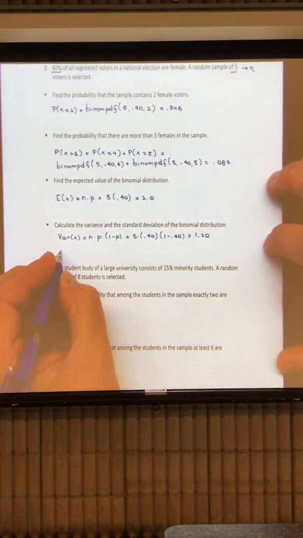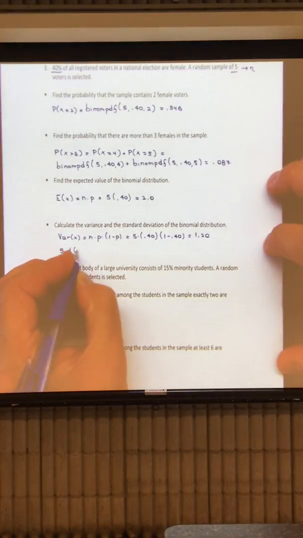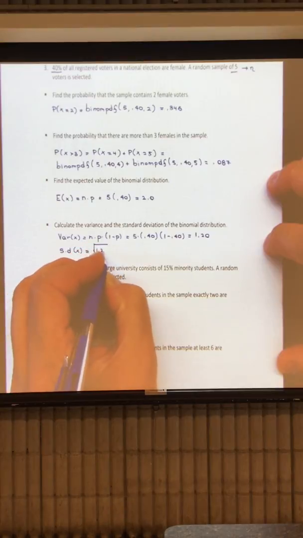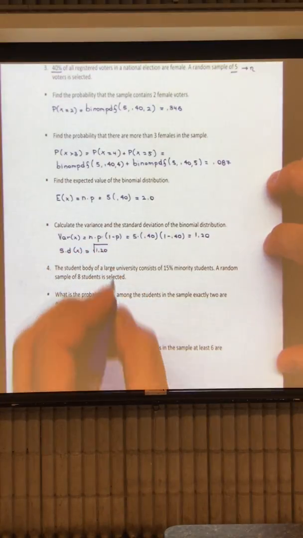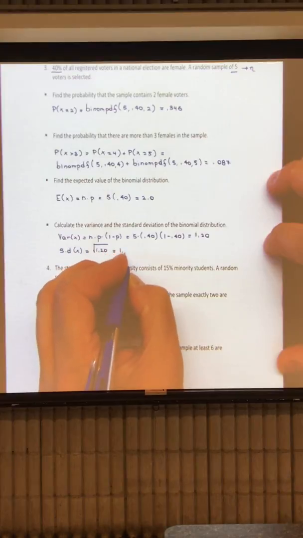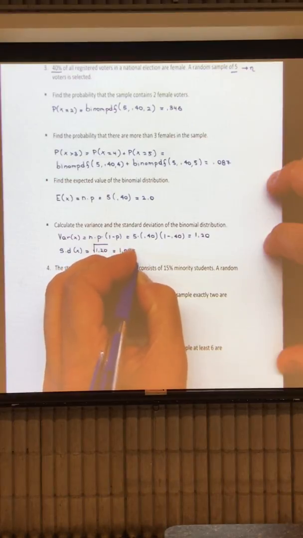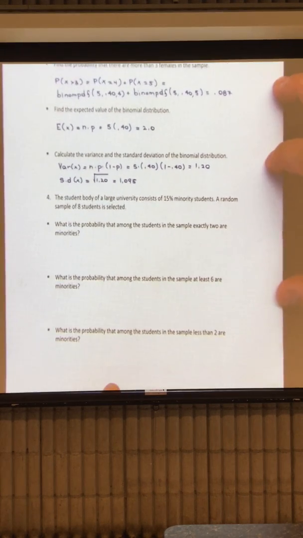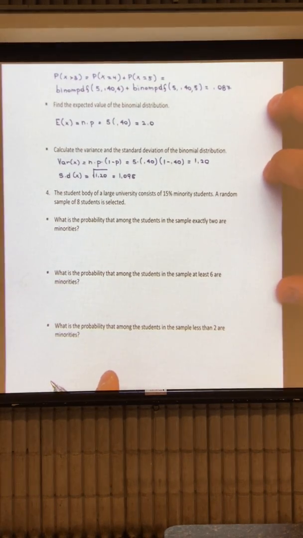And for the standard deviation, you have to take the square root of the variance, square root of 1.2, which is 1.095. So this is problem 3. Let's move on to problem number 4.